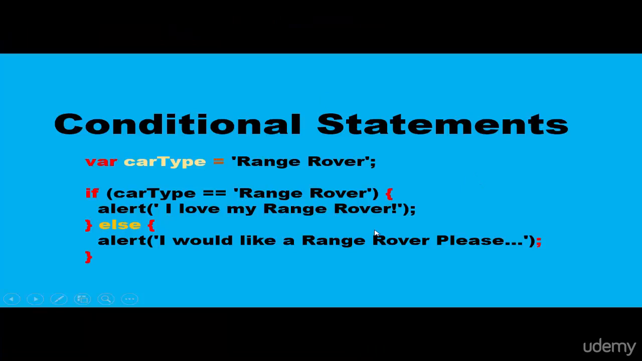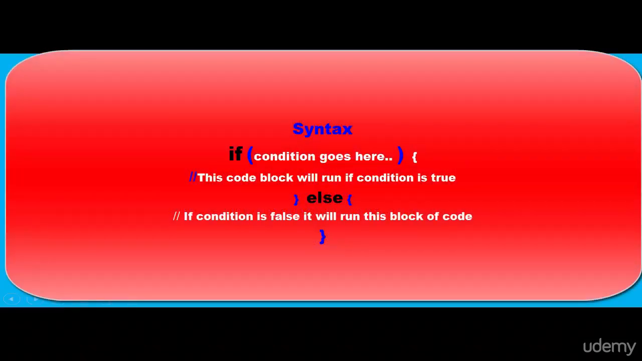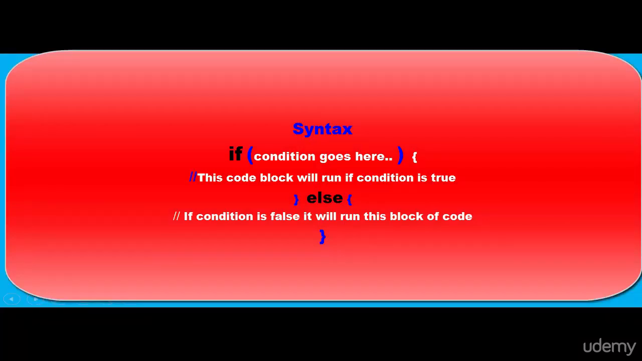All right, in this video I explained what conditional statements do. They are used to run code based on certain conditions. If one condition is true, it executes the first block of code. If it's not true, it will execute the second block of code. So this is how conditional statements work in JavaScript.